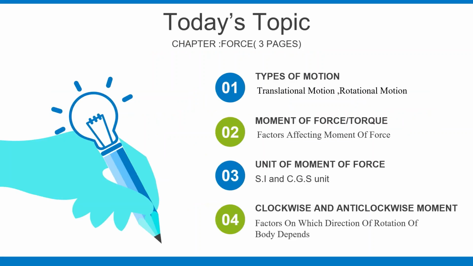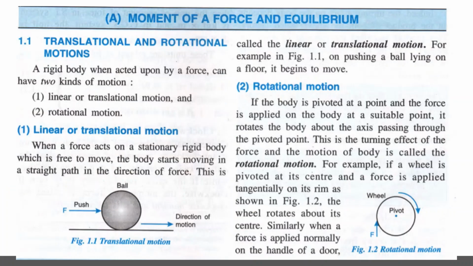Once again, today's topics: types of motion, moment of force, unit of moment of force, clockwise and anti-clockwise moment. This is the first page of chapter Force. The portions mentioned in this page are two kinds of motion of rigid bodies on application of force. The first one is linear motion, the second one is rotational motion.